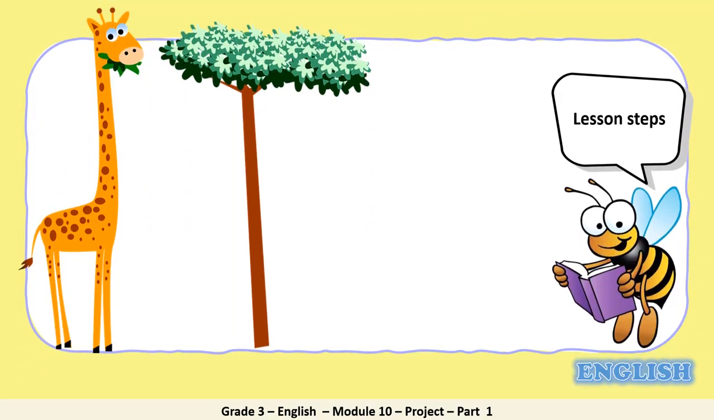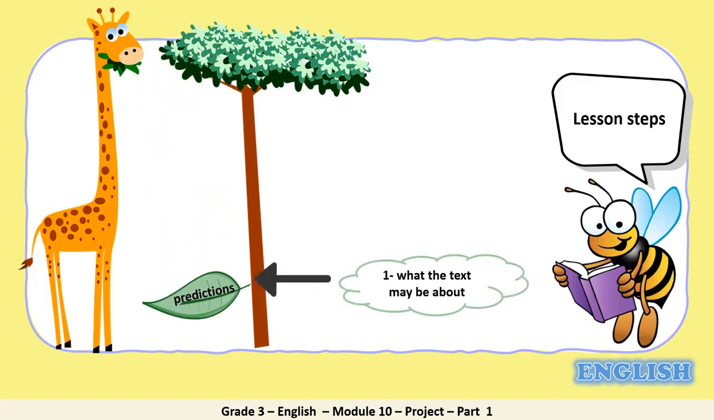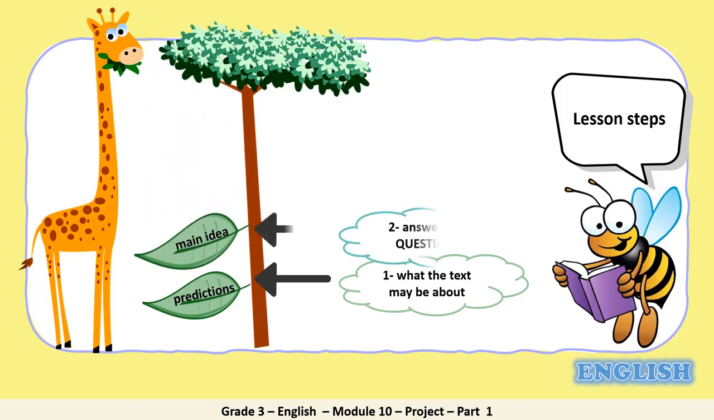Let's take a look at our lesson steps for today. First, we will start with predictions. That's when you start guessing what the text is about by looking at the pictures and the title. Next, we will read the text for main idea. That's when we answer the big question at the top of the page. You will see it in a moment.